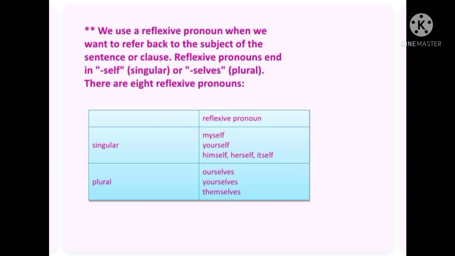We use a reflexive pronoun when we want to refer back to the subject of the sentence or clause. Reflexive pronouns end in self, singular, or selves, plural. There are 8 reflexive pronouns. Reflexive pronouns singular: myself, yourself, himself, herself, itself. Plural: ourselves, yourselves, themselves.